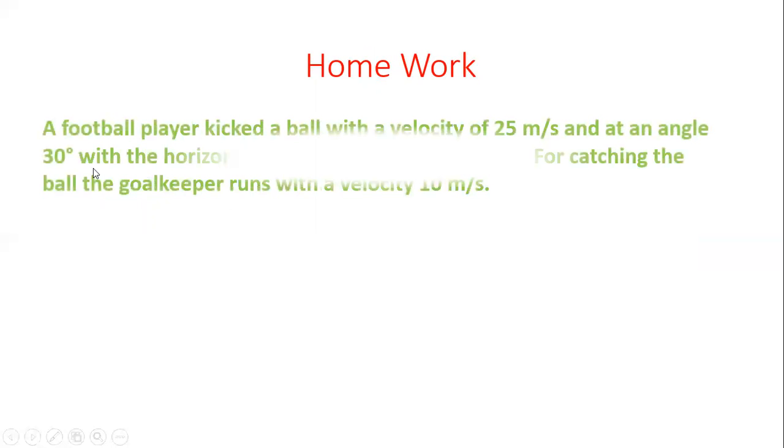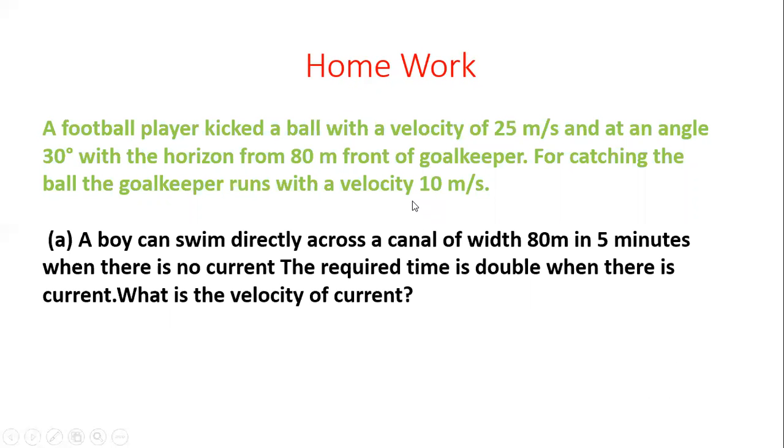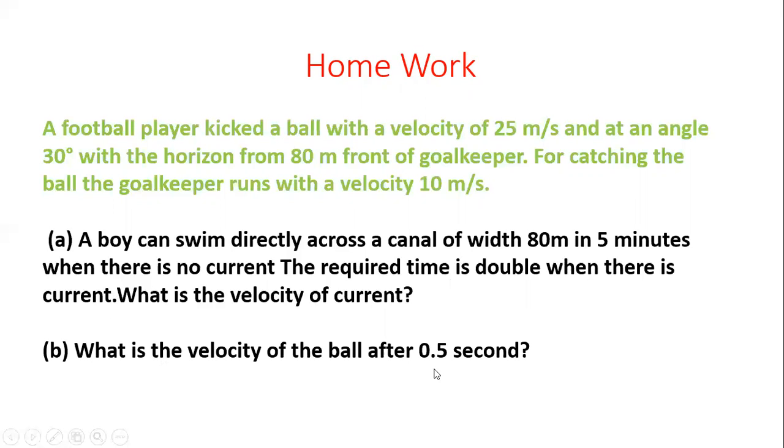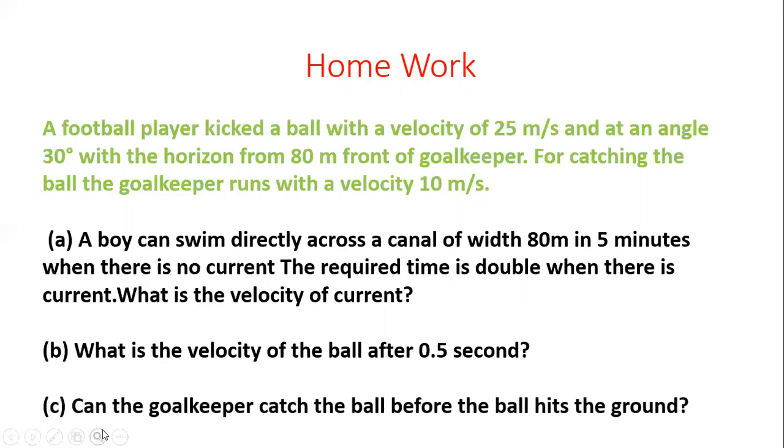Homework. A football player kicked a ball with a velocity of 25 meter per second and at an angle of 30 degree with the horizon from 80 meter in front of the goalkeeper. For catching the ball, the goalkeeper runs with a velocity of 10 meter per second. Now, question. A boy can swim directly across a canal of width 80 meter in 5 minutes when there is no current. The required time is double when there is current. What is the velocity of current? What is the velocity of the ball after 0.5 seconds? Can the goalkeeper catch the ball before the ball hits the ground? This is the important CQ from this chapter. So try to solve it.